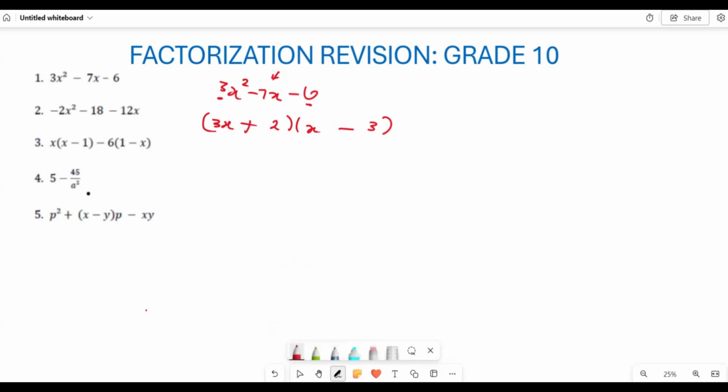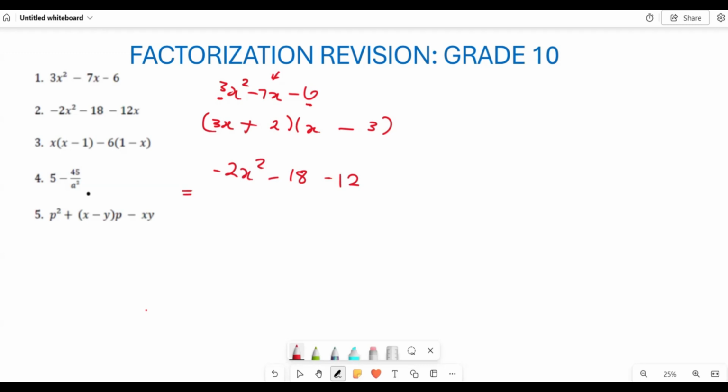So in number 2, you are given negative 2x squared minus 18, and then this is minus 12, right? Remember, this is a factorization. So what is the best thing that we can do now, firstly, to learn to factorize this? I think it is important that we start by doing this.